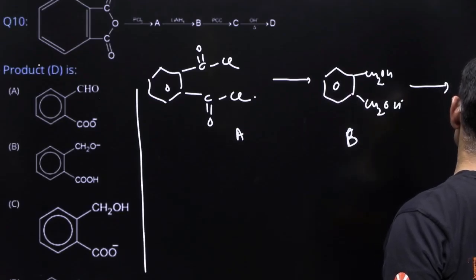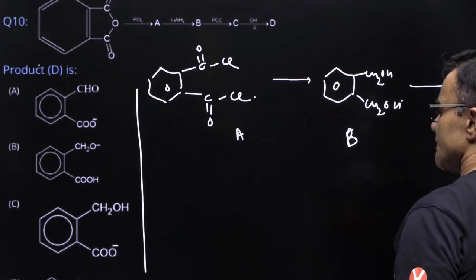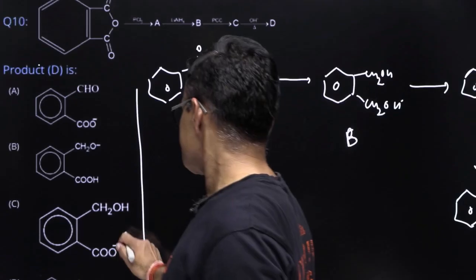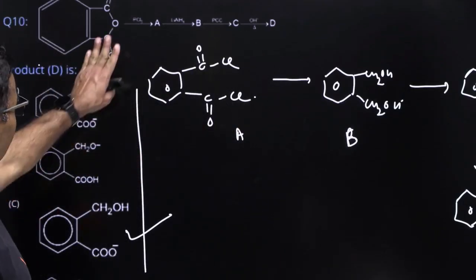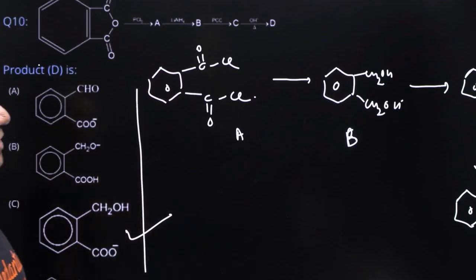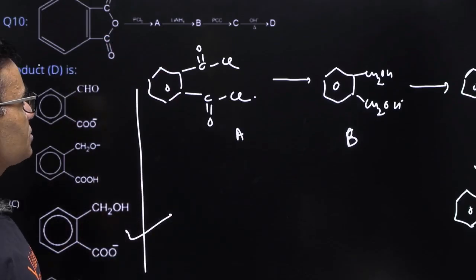तो एक जगह आपका salt बन जाएगा, एक जगह आपका alcohol बन जाएगा. So your answer is going to be C. C is correct option. ऑलराइट, सिंपल. अगर आपको पहला रिएक्शन क्लिक हो गया ना तो बाकी तो आसानी से हो जाता है. तो पहला रिएक्शन क्लिक होना चाहिए.